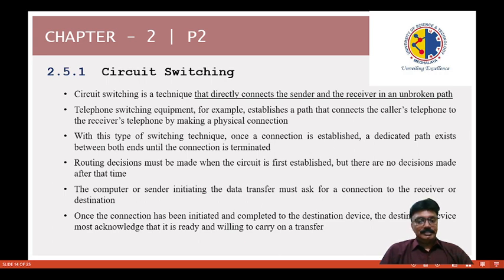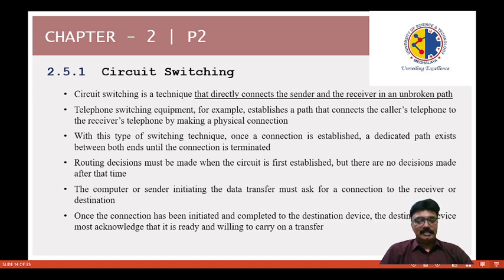So routing decisions, the router. The routing decisions, routing from one network hardware device to another device, how this can take place. This routing decision must be made when the circuit is first established, but no decision is made after that. The first decision is done, and after that nothing will happen. So it will follow the same direction.